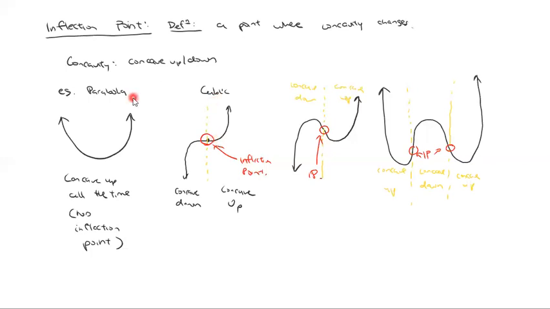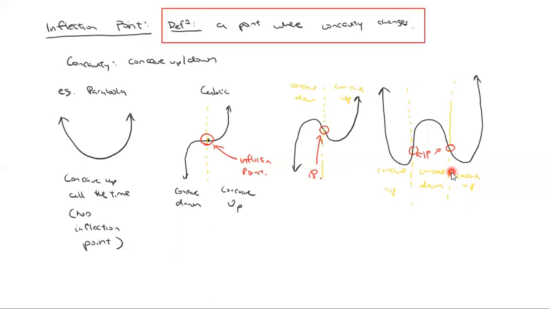So you can have curves that don't have an inflection point. That's very possible. Cubics will have one, for example. And you could have, this might be a quartic, which will have two, and so forth. Those are all very possible. So remember what the definition of an inflection point is. An inflection point is a point where concavity changes.